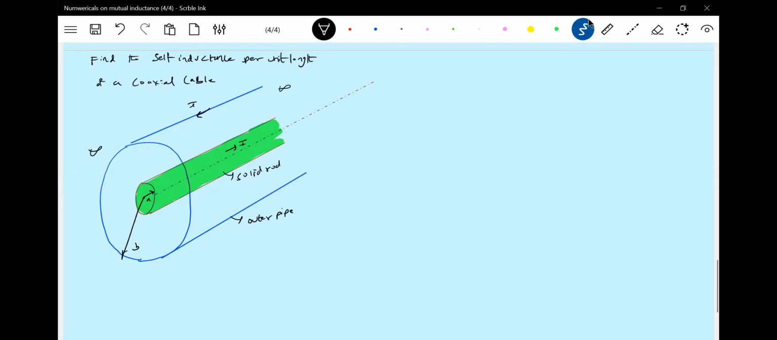Here I is flowing through this solid rod, a solid cylinder of radius a of infinite length, and the current will flow back through the outer pipe. So again, it is similar to the previous one we discussed, but here a cylindrical structure is there. A cylindrical pipe, and the inside one is a solid cylinder.